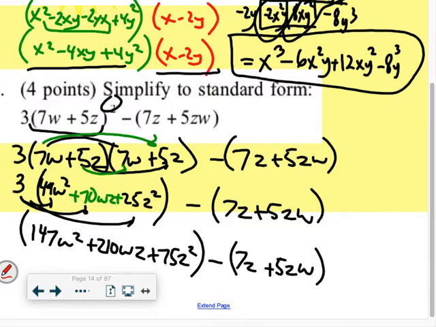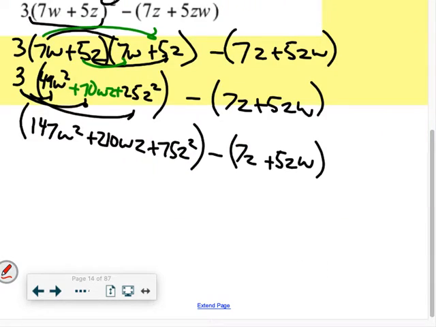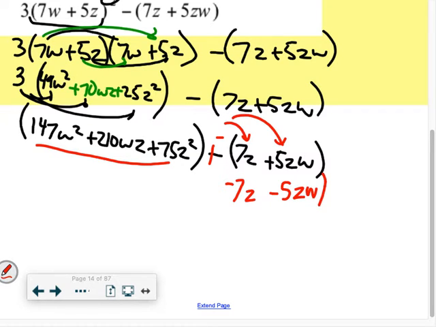So now I'm subtracting. I'm taking this trinomial and I'm subtracting the binomial. So I'm going to change it to plus a negative and distribute that. So it's going to be a negative 7z and a negative 5zw that I'm adding to this first one.